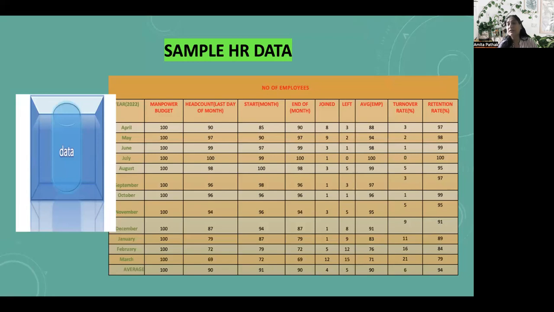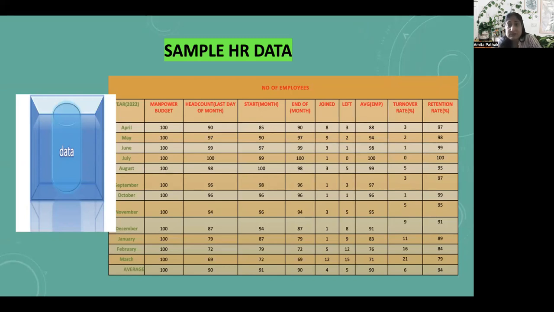Okay, so at the end of the month here, we have 90 employees. What's the average employee? We have 88 employees. What's the turnover rate? We have 3% turnover rate and a retention rate of 97%. So the same data is from April, May, June, July till March. At the end, I calculated the average. Average headcount 90. Average employees at the start of the month 91. End of the month 90. Average turnover rate is 6, okay, that is yearly, and average retention rate is 94%.